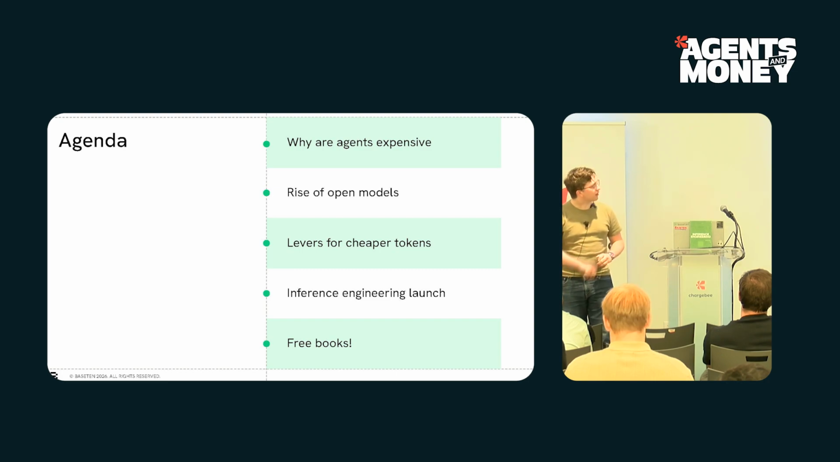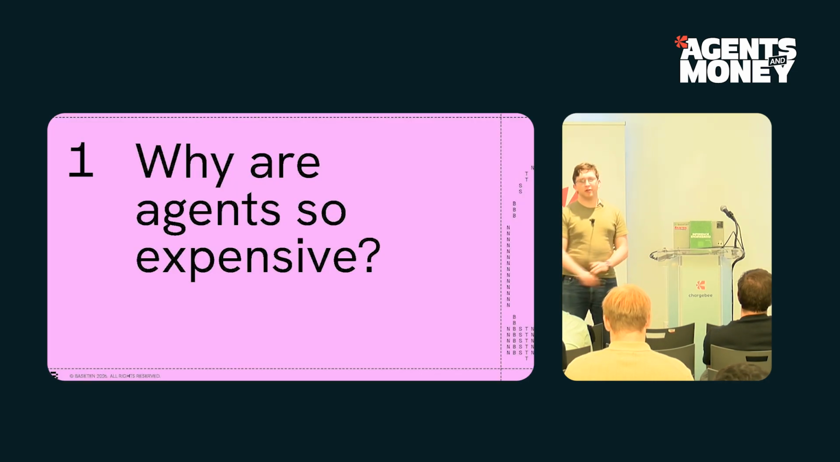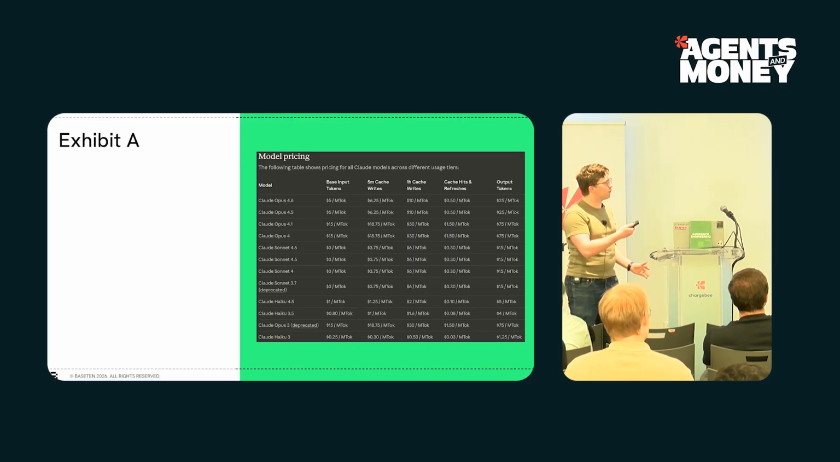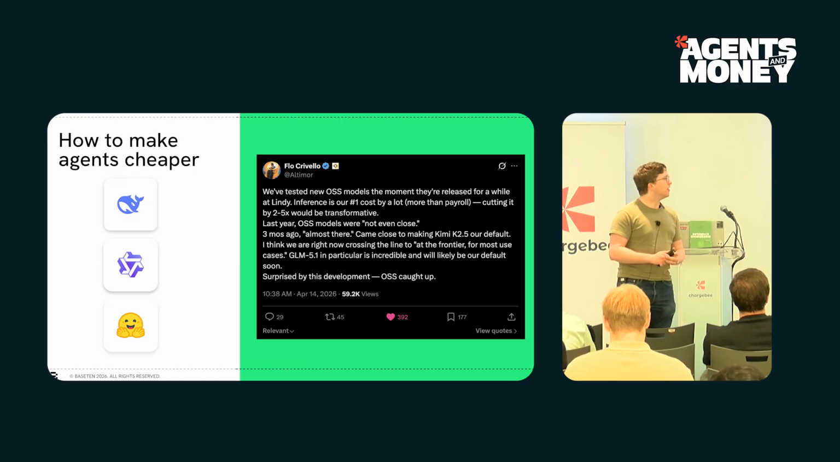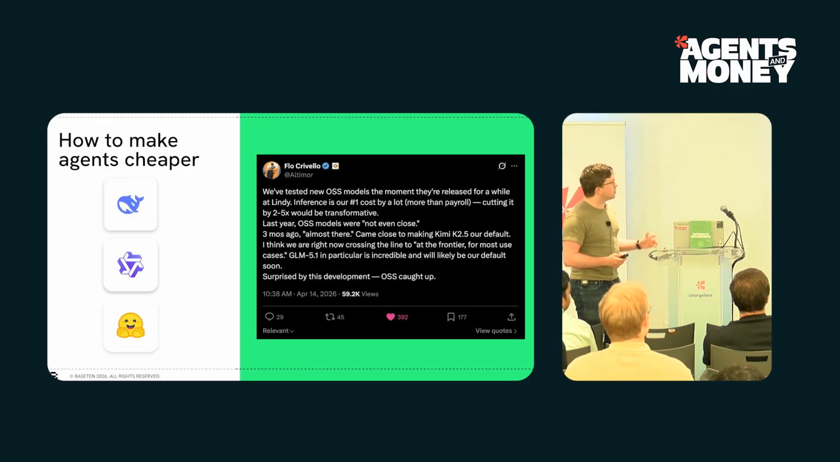Cool. So, question. Why are agents so expensive? Because you guys are paying for Opus 4.6. That's why. Easy question. The real question is, how do you make agents cheaper? And the answer is by using open source models. I mean, everyone knows open source models are cheaper, and they're finally getting good.